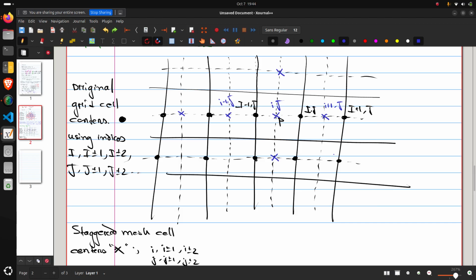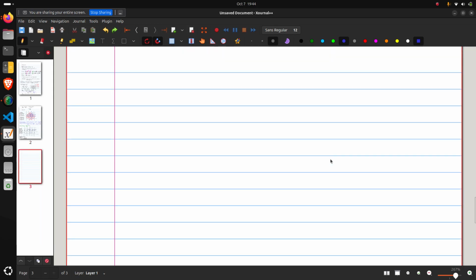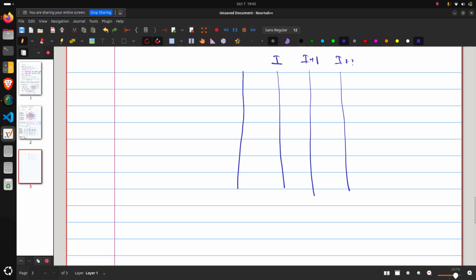Okay, so let me explain again. I think my diagram is really bad. If it is capital I, this will be capital I plus 1, capital I plus 2, this is capital I minus 1, right? And we said that the levels in between these, which we have staggered, will be small i. This will be small i plus 1, this is small i minus 1, and so on, right?